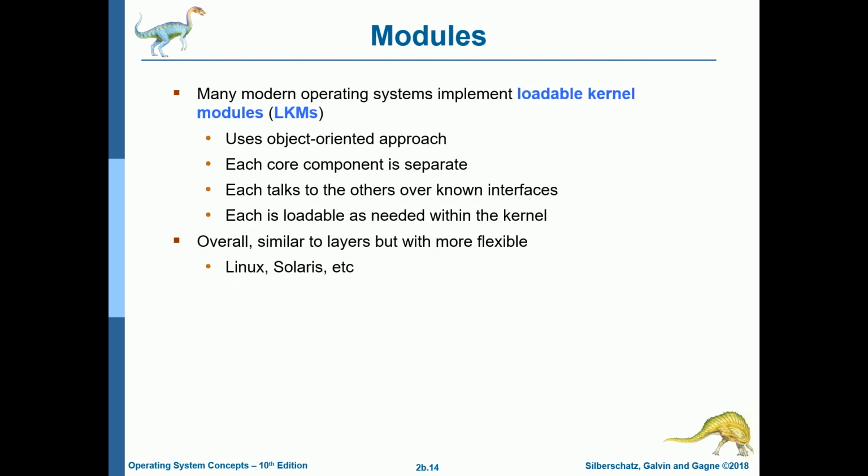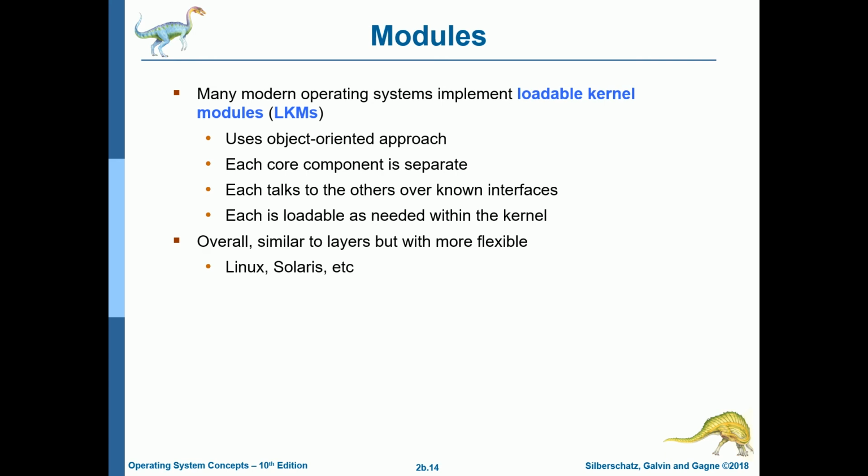Arguably, one of the best current methodologies for operating system design involves using loadable kernel modules, LKMs. Here, the kernel has a set of core components that can link in additional services via modules, either at boot time or during runtime. This type of design is common in modern implementations of Unix such as Linux, Mac OS, and Solaris, as well as Windows. The idea of the design is for the kernel to provide core services while other services are implemented dynamically as the kernel is running.